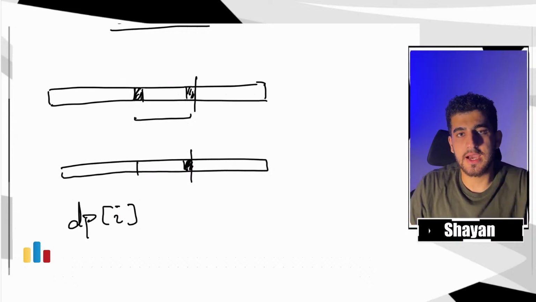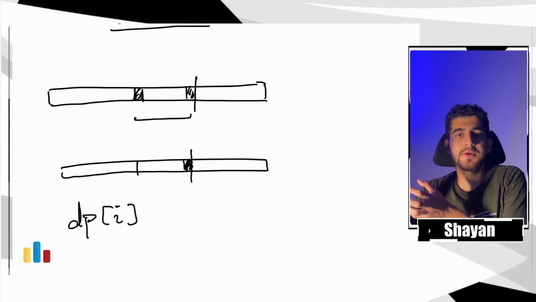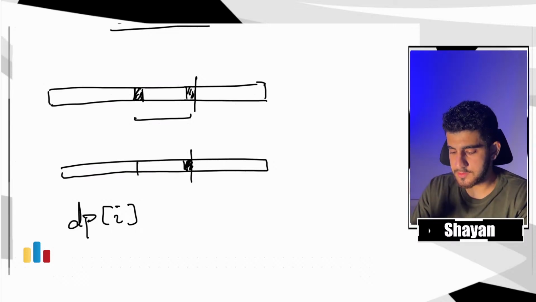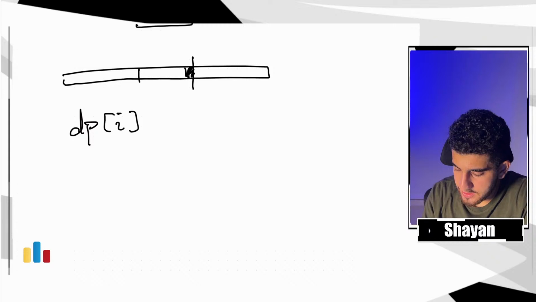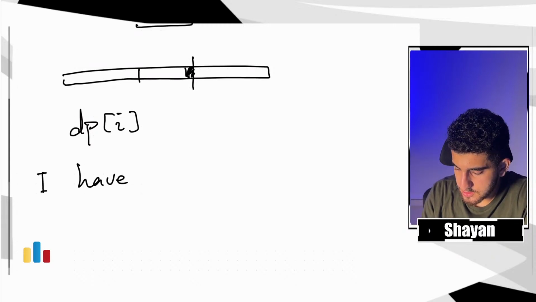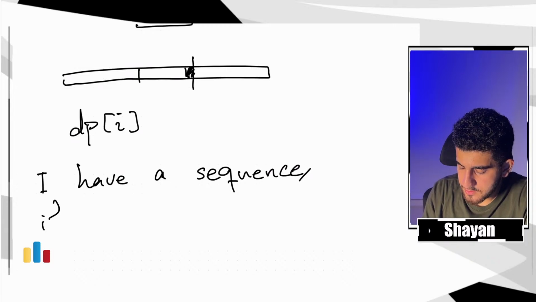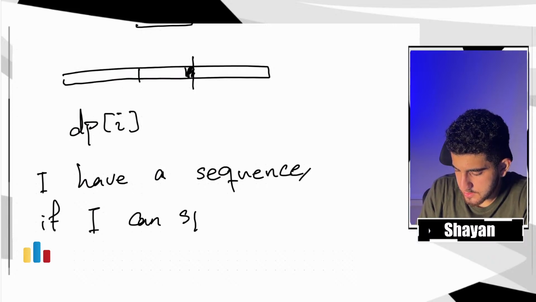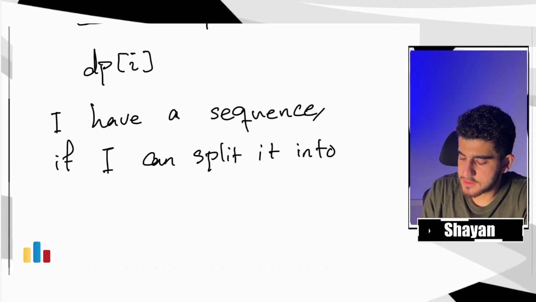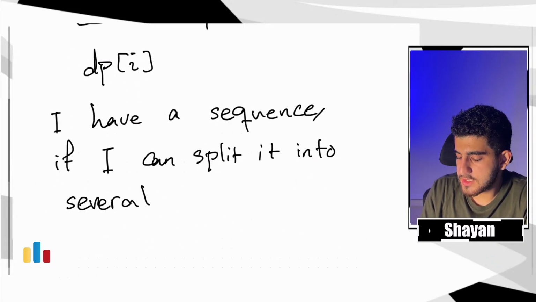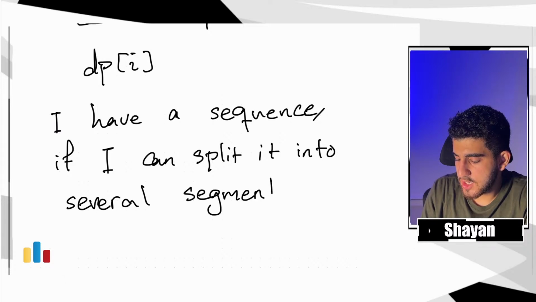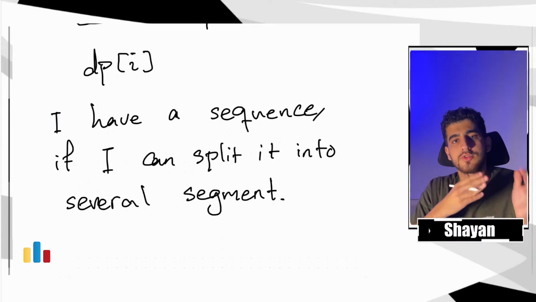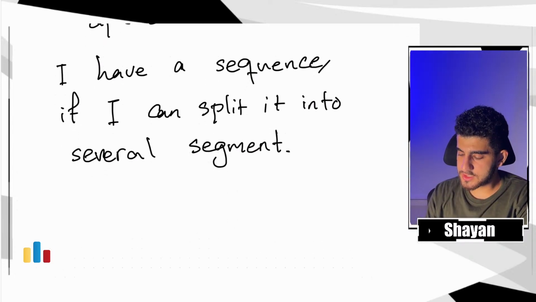So let's do a recap. I want to see how dynamic programming can help me to solve a problem like this. I know that I have an array, I have a sequence. I want to see if I can split it into several segments. And I know that each segment, its size must be written either to the right of it or to the left of it. So this is my question.